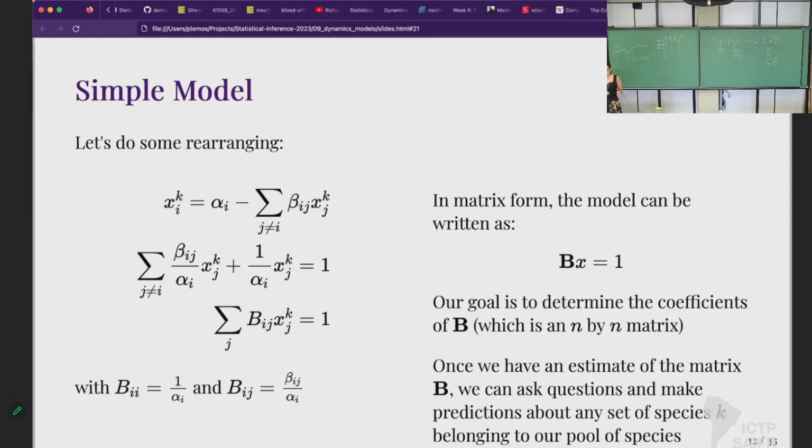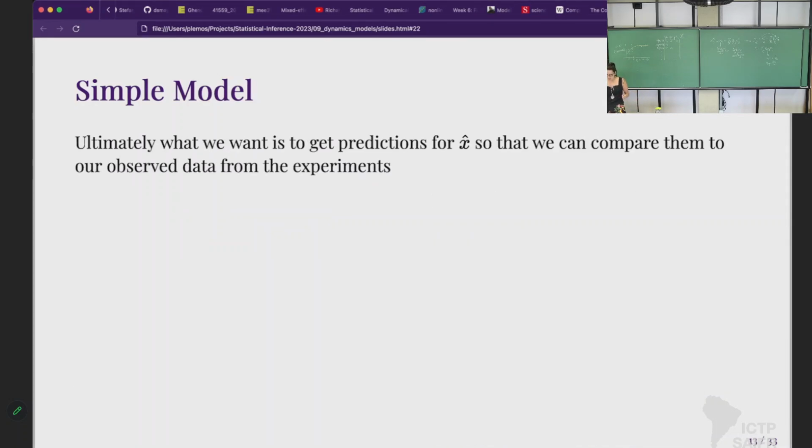So our goal is to fit this matrix B. Once we have an estimate of this matrix B, we have an estimate of how these different species are affecting each other in our experimental setting. After we do this, we can make predictions about other sets of species that we haven't observed. But can we fit this matrix B? Once we fit it, ultimately what we want to do is predict abundances, this X hat, so that we can compare the predicted abundances to the observed abundances from our data.